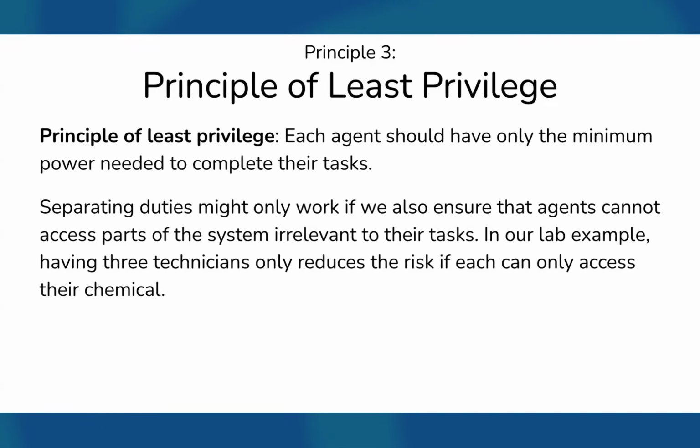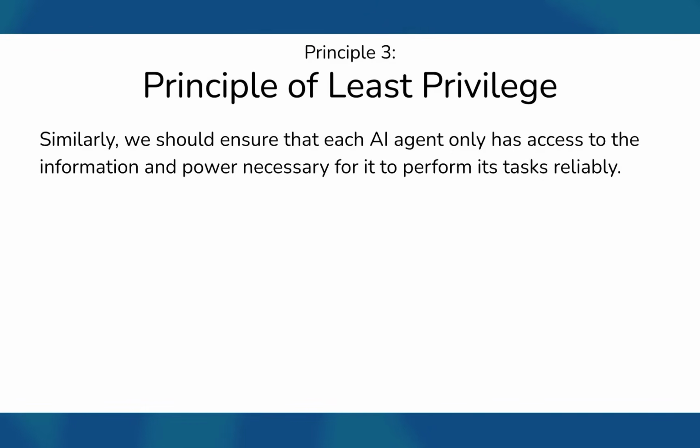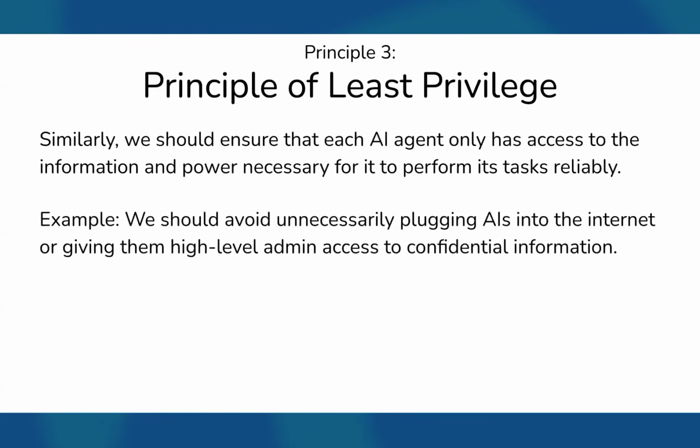This is in other areas. For instance, in computer security, you don't give the login ability or the administrator's ability to random people. Only give it to the people who need it. Only give them read permissions. If they don't need write permissions, don't give it to them. In the context of AI, we should ensure that each AI agent only has access to the information and power necessary for it to perform its tasks reliably. So we shouldn't necessarily plug AIs into the internet if they don't need to be, or give them high-level administrative access to confidential information, or give them various capabilities that are needless for their deployment context.